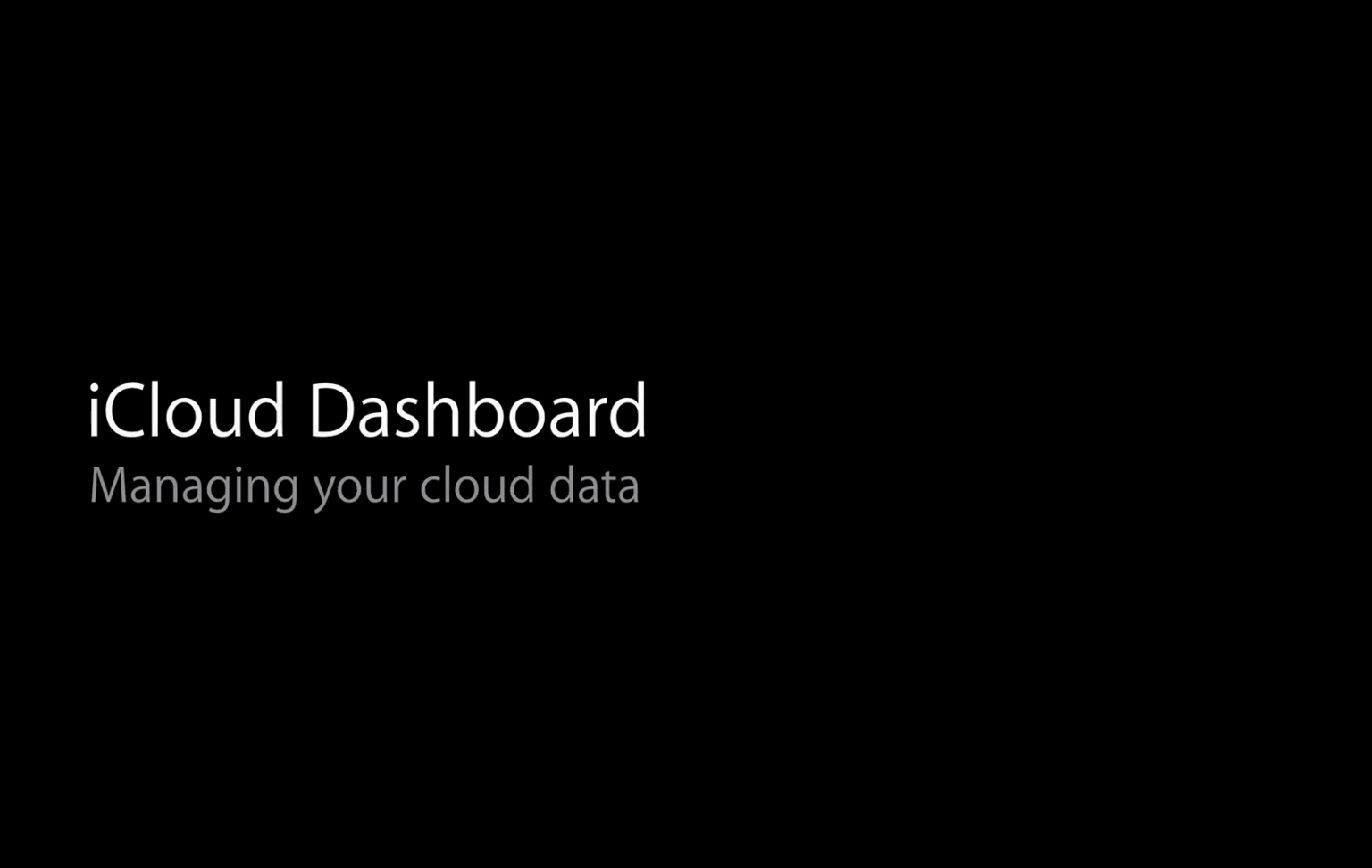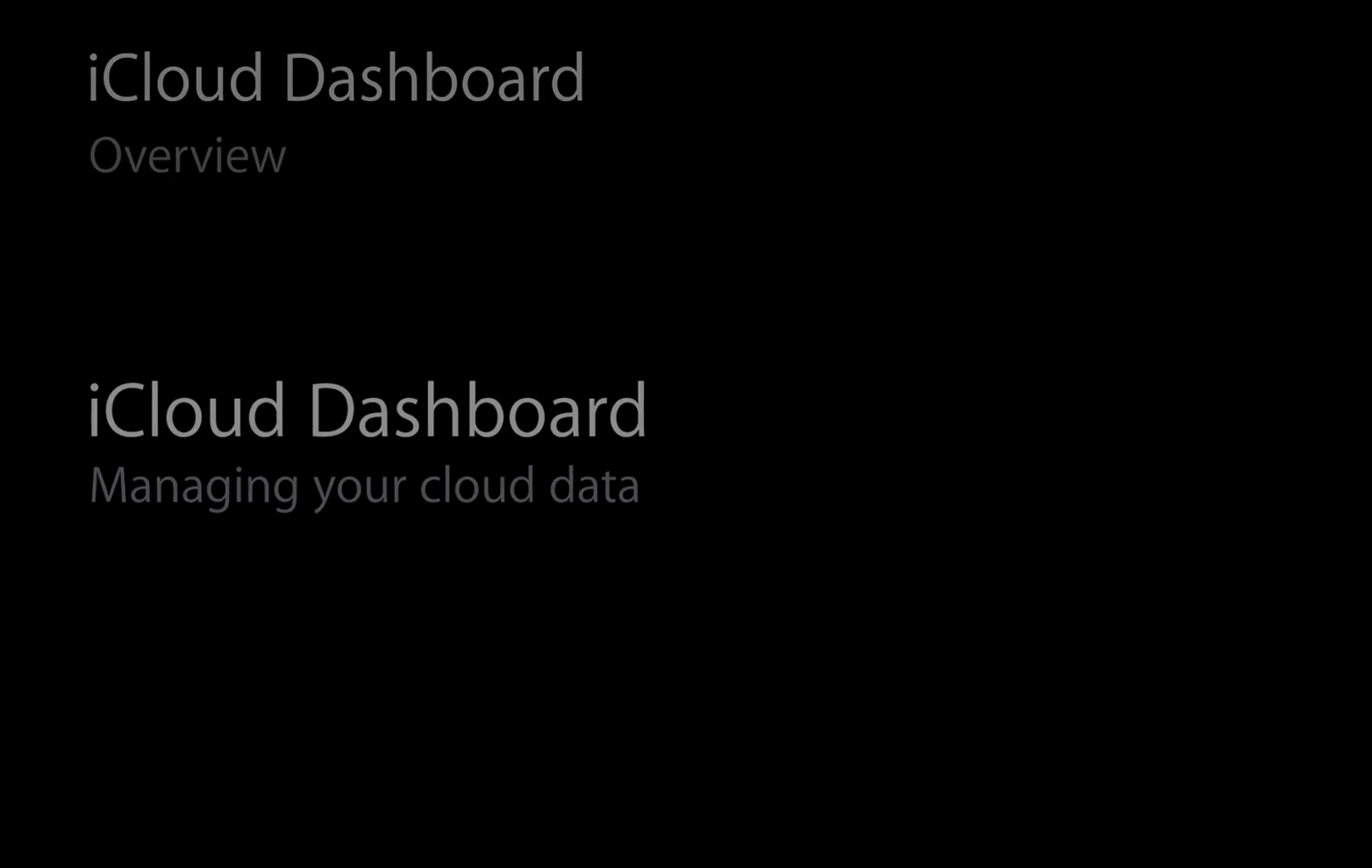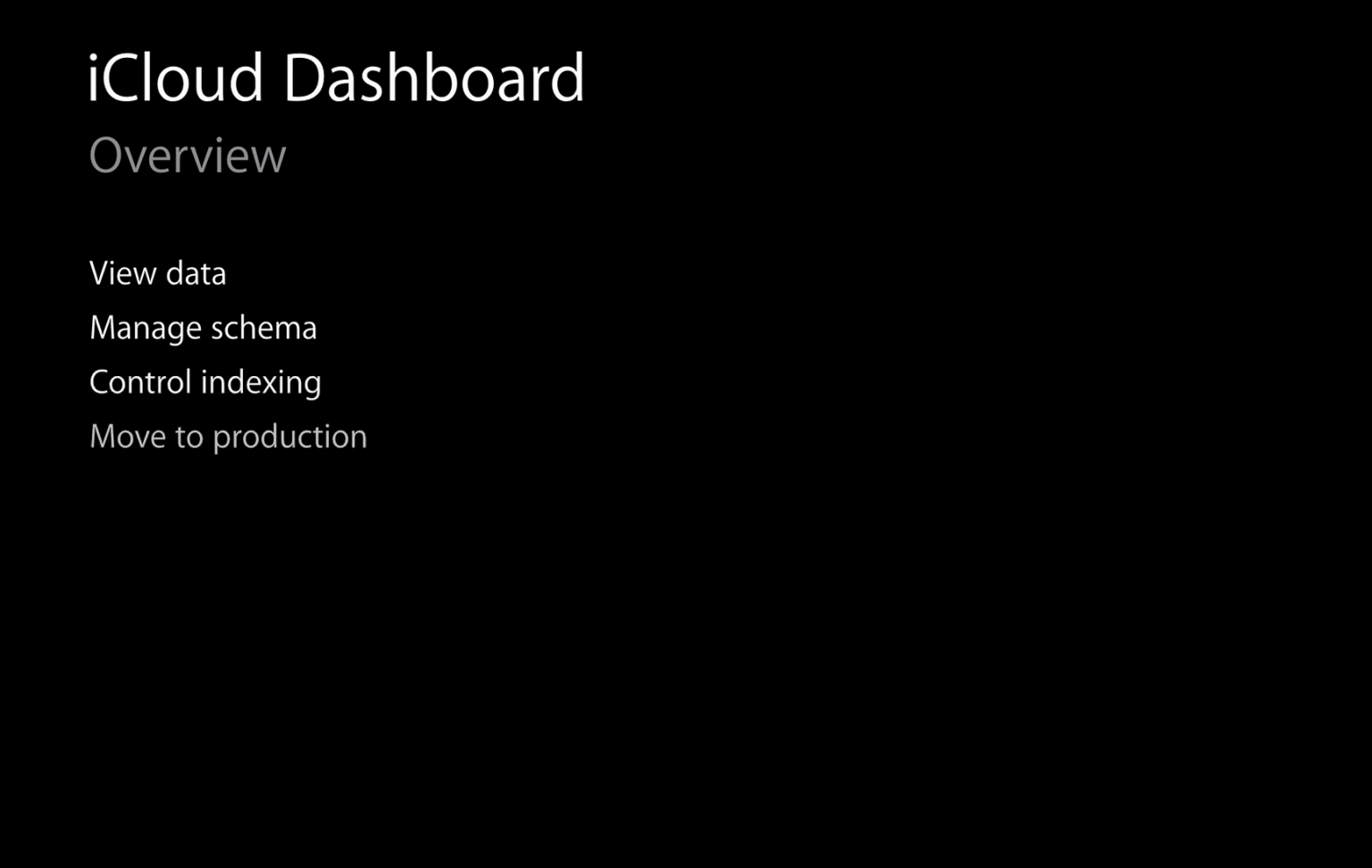So now we're going to go over the iCloud dashboard. And the iCloud dashboard is our web-based interface for managing your application in CloudKit. The iCloud dashboard lets you view your data. It lets you manage the schema that we're creating for you. It lets you control what's indexed. And it helps you moving from development to production. I'm going to explain all those in detail in a bit. Let's start with viewing data.